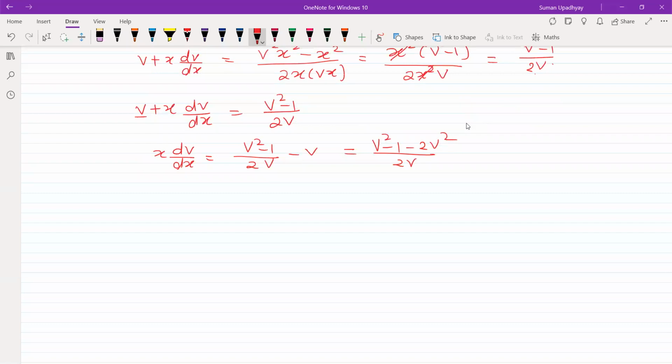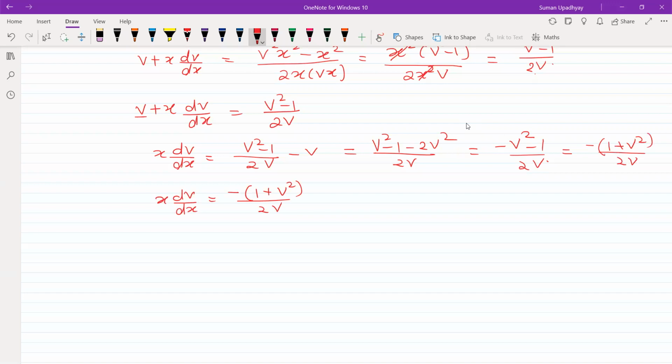Is this right? Yes, ma'am. So what is left now? So I'll get minus v square minus 1. Is this correct? So minus is common. We'll take it out. What is left? 1 plus v square upon 2v. Okay. So I got x dv by dx as minus v into 1 plus v square upon 2v.